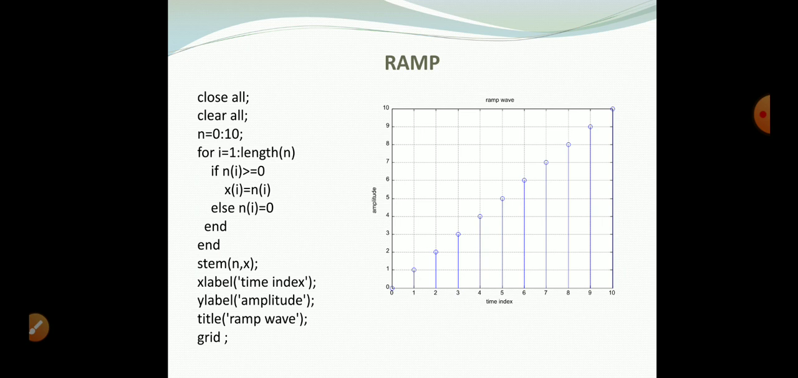We all know the ramp signal. To write the program, first we do close all, clear all, and then represent the axis n from 0 to 10. For i equal to 1 to length of n, if n of i is greater than or equal to 0, x of i equal to n of i. x of i equal to n of i means x of 0 equal to n of 0, x of 1 equal to n of 1, in that way. Else x of i equal to 0, and stem of n comma x means to plot them in discrete format, and then give xlabel, ylabel, title, grid as we do in the previous programs.